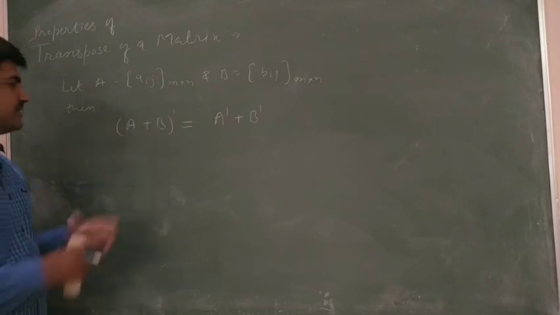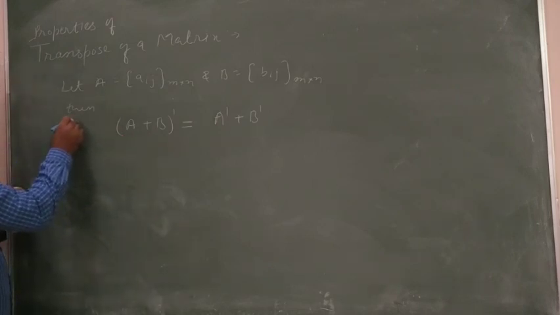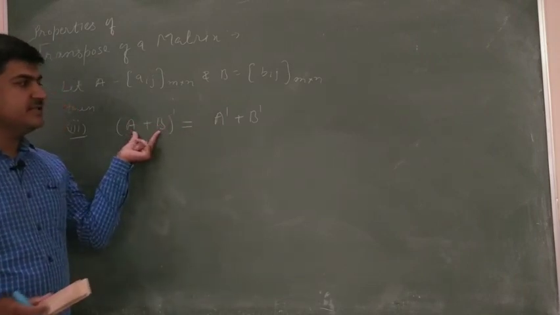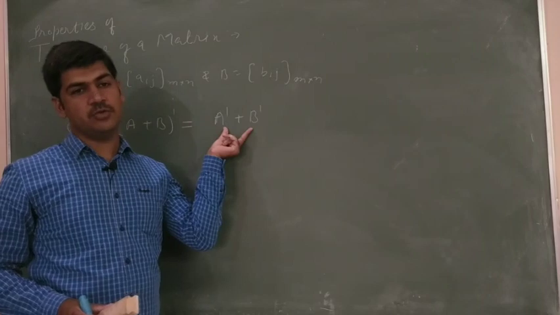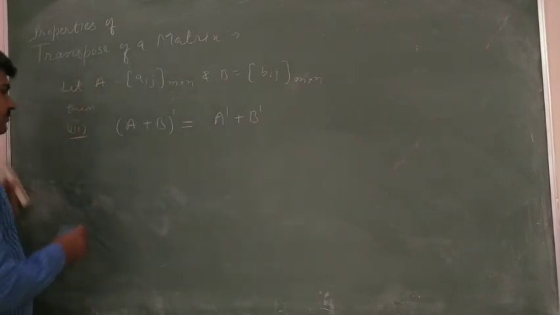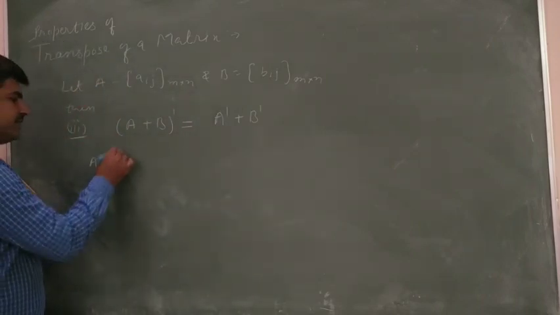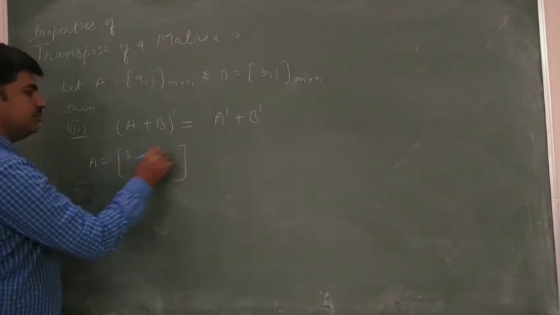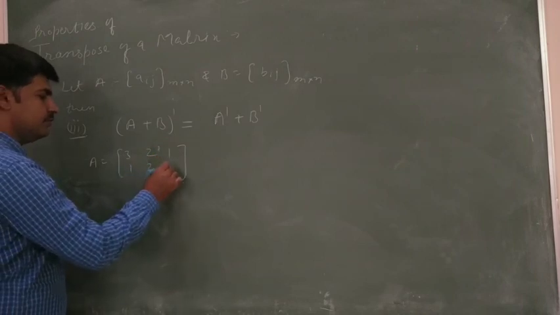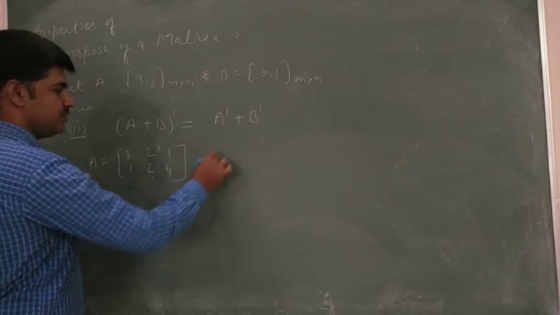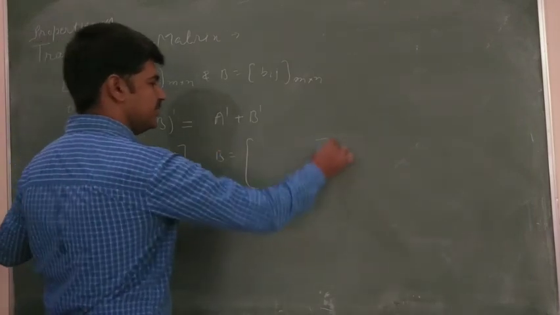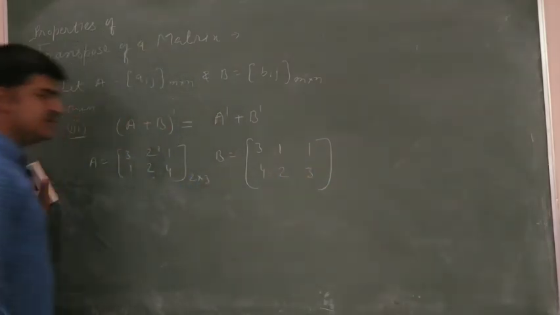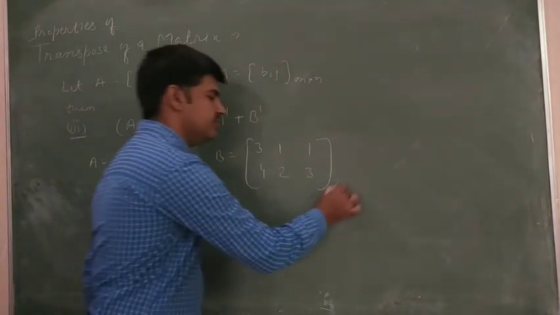What is the statement of the third property of transpose of a matrix? The third property is the transpose of sum of two matrices is equal to the sum of transposes of those matrices. Okay, example, suppose, students, if I take a matrix A of order 2 by 3 with elements 3, 2, 1, 1, 2, 4. So taking another matrix B with the elements 3, 1, 1, 4, 2, 3. These are two matrices of same order, 2 by 3.